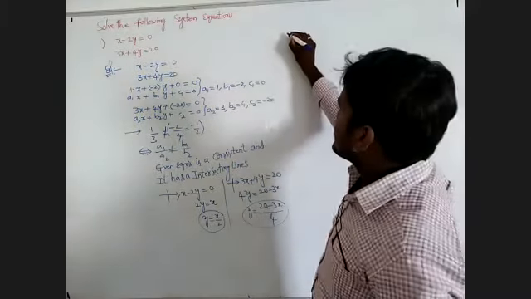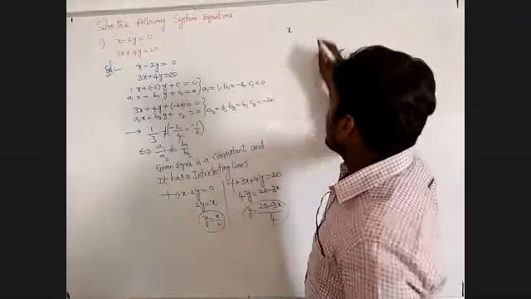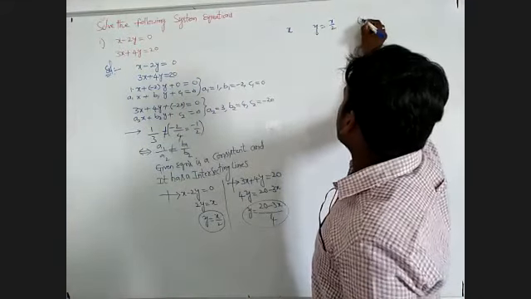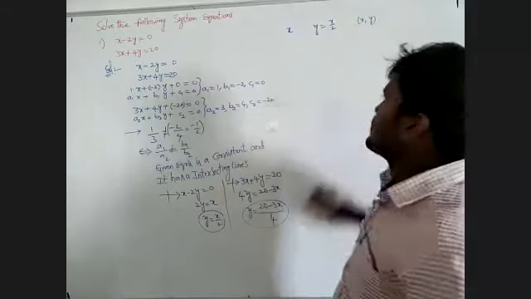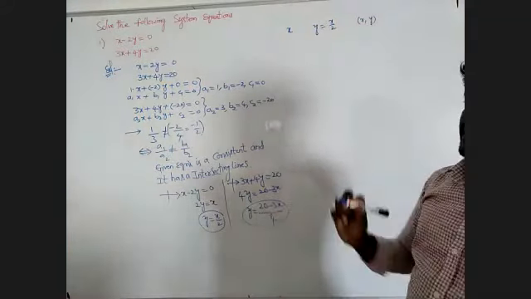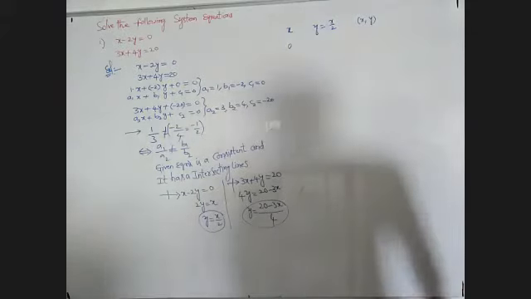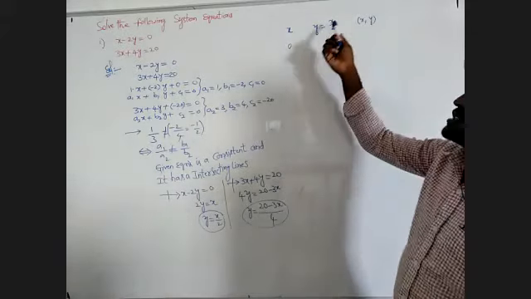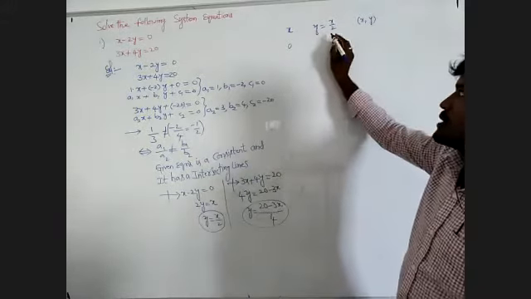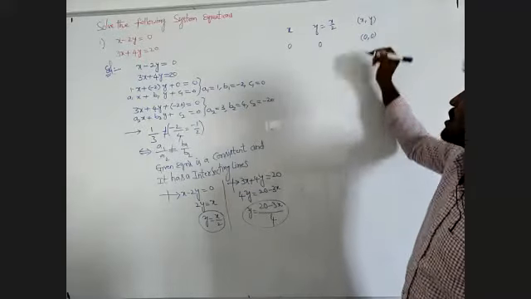Here the first condition is y is equal to x by 2. After that we have to take the point x comma y. First we take x is equal to 0. X is equal to 0, we substitute in this one. Y is equal to 0 by 2. 0 by 2 becomes 0. That means y is also 0. Here the point is 0 comma 0.